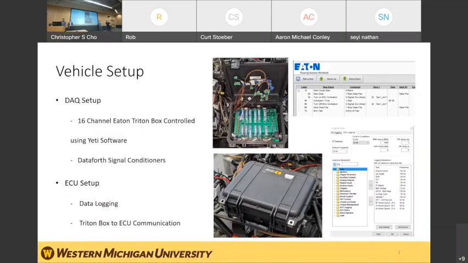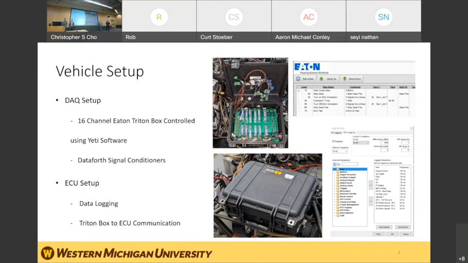So most of our general data collection was done through a 16-channel Eaton track box, which was controlled by a custom LabVIEW program supplied by Eaton called Yeti. The Yeti software would control all the data collection, with live data analysis that can be viewed while on the track, along with providing custom calibration tables for every instrument that was used. You can see in the center the depicted track box, as well as it open on the upper right. We also used multiple Dataport signal conditioners for each instrument used during this project. These signal conditioners were used because they could provide the appropriate excitation and amplification for all the instruments used during the data collection.